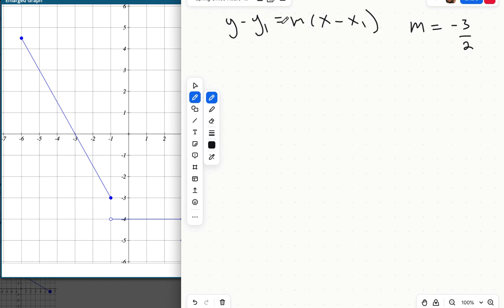You could also use y equals mx plus b. I'm going to use point slope form, but both will get you the same answer. I would use that point just because it has a 0, which makes it easy. So I'm going to use the point negative 3, 0.